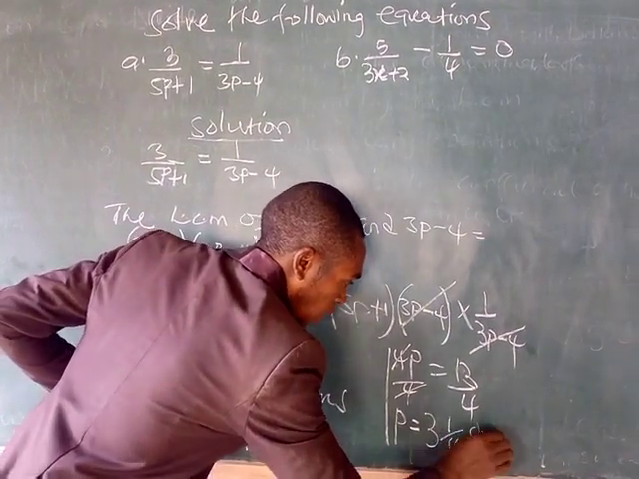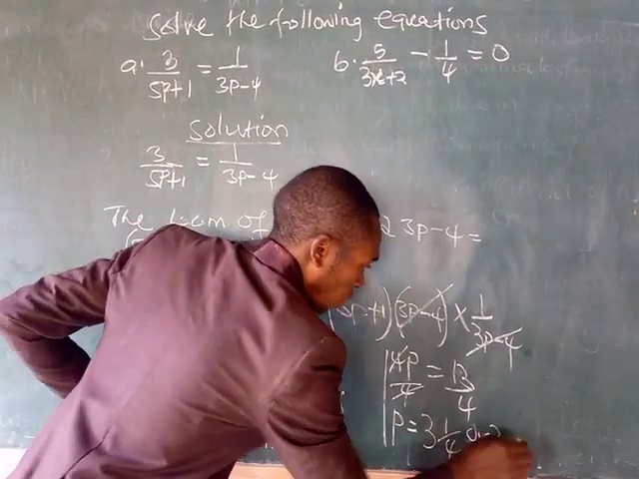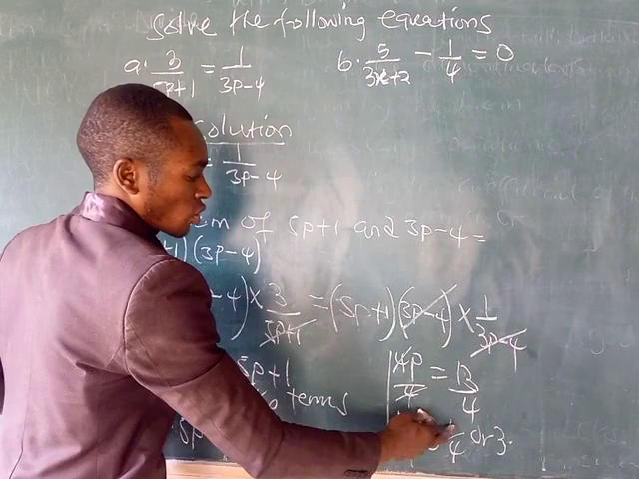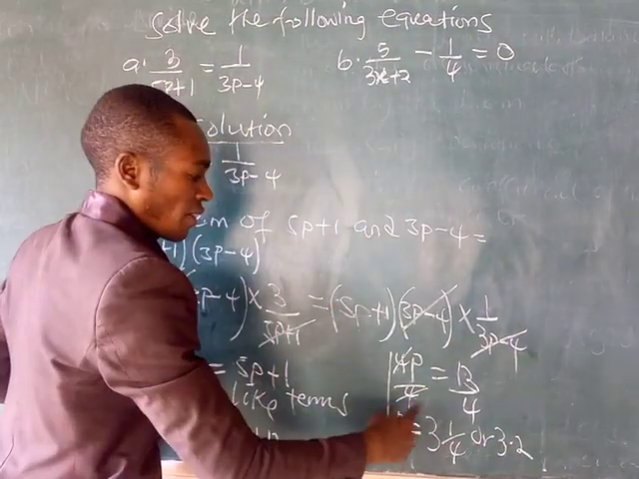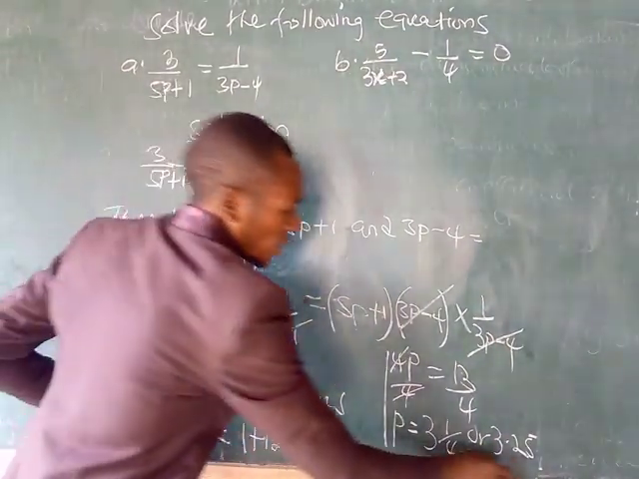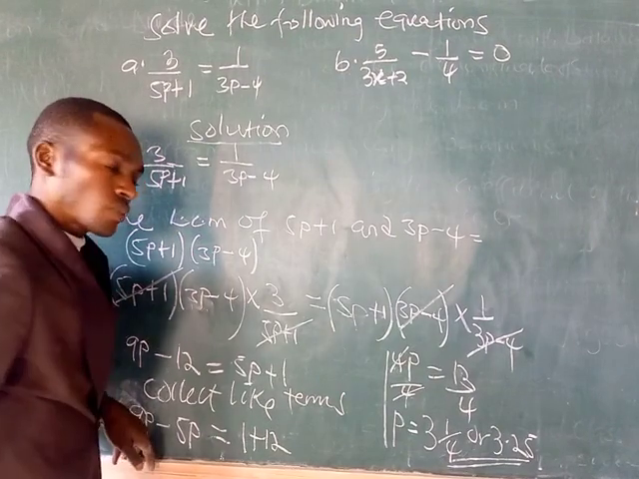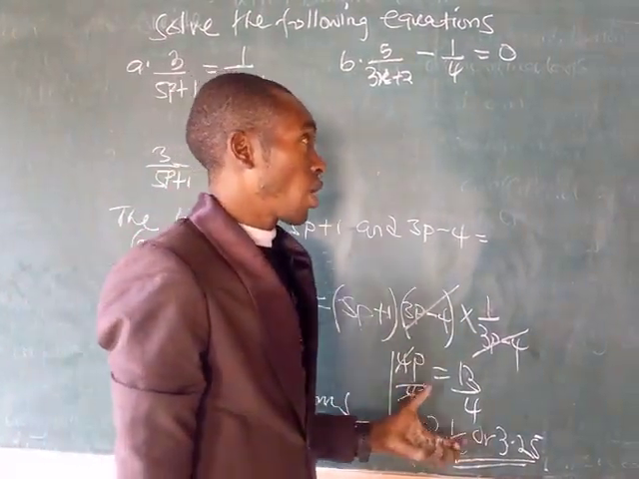Or we can say our answer, maybe in decimal form, we can have 3 point, how many 4s are here? We have 2, then we have 1. So we have 3.25. This can be our answer. Any of these two will be okay for us to leave as our required answer.